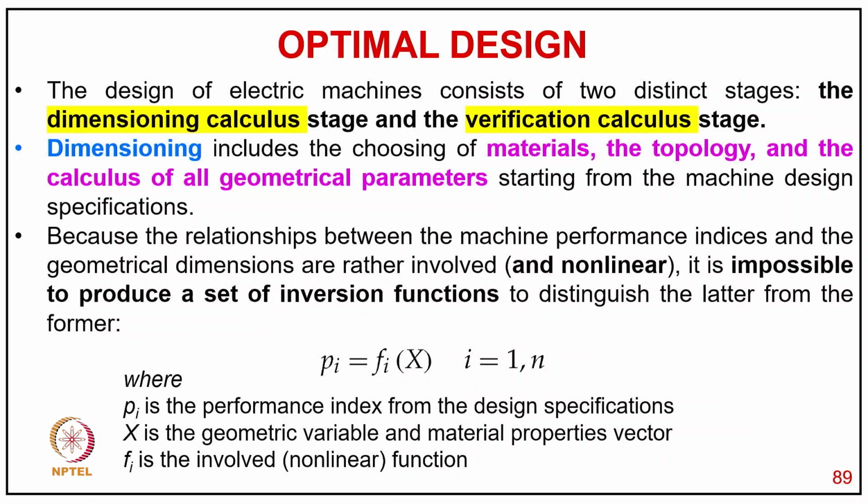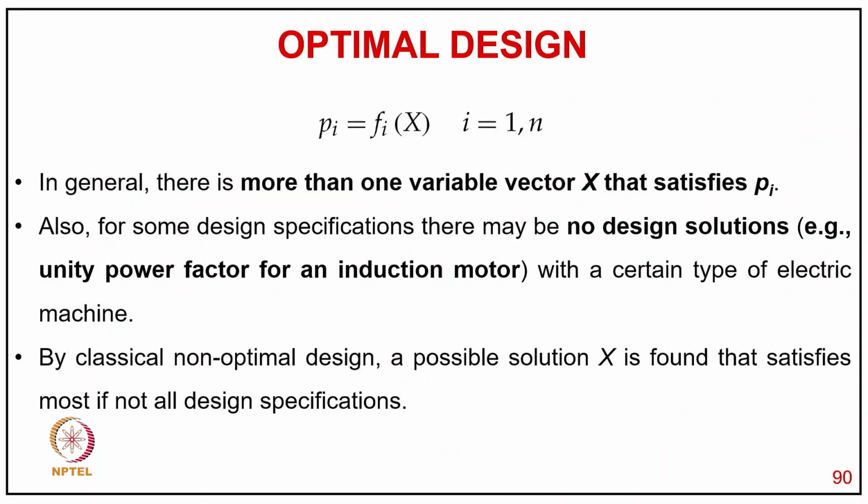So we say the performance index Pi equals a function of the variables, where there are n variables, i varies from 1 to n, as you can see here. So we can say Pi = Fi(x). In general there is more than one vector that satisfies Pi. Also for some design specifications there may be no design solution, like a unit power factor may be considered for an induction motor, which is not practically possible with certain types of machine. By classical non-optimal design, a possible x is found that satisfies the model. So typically the design of these machines is a constraint design. They cannot be considered as a simple mathematical relation.